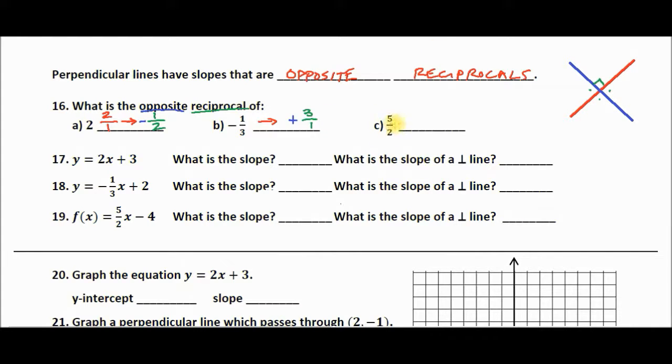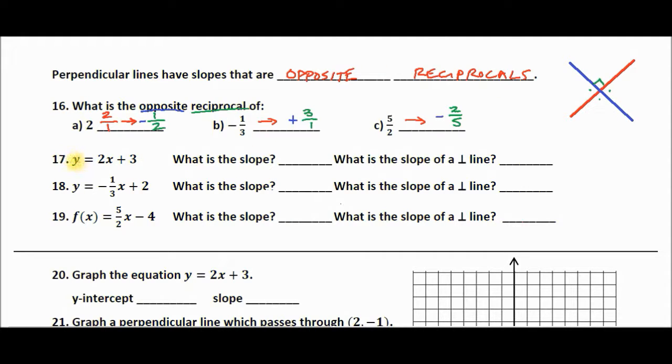Letter C, if the current line has a slope of 5 over 2, then the perpendicular line will have an opposite reciprocal slope. Let's flip the fraction around. That becomes 2 over 5. And because the existing slope is positive, the new slope of the perpendicular line will be negative. All right, let's go through 17, 18, and 19.